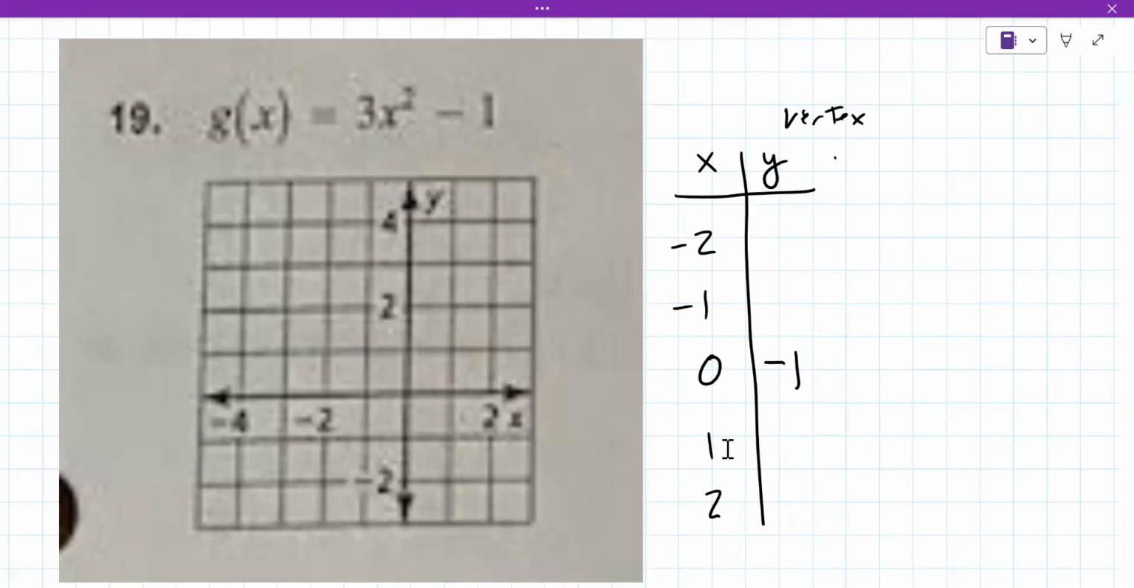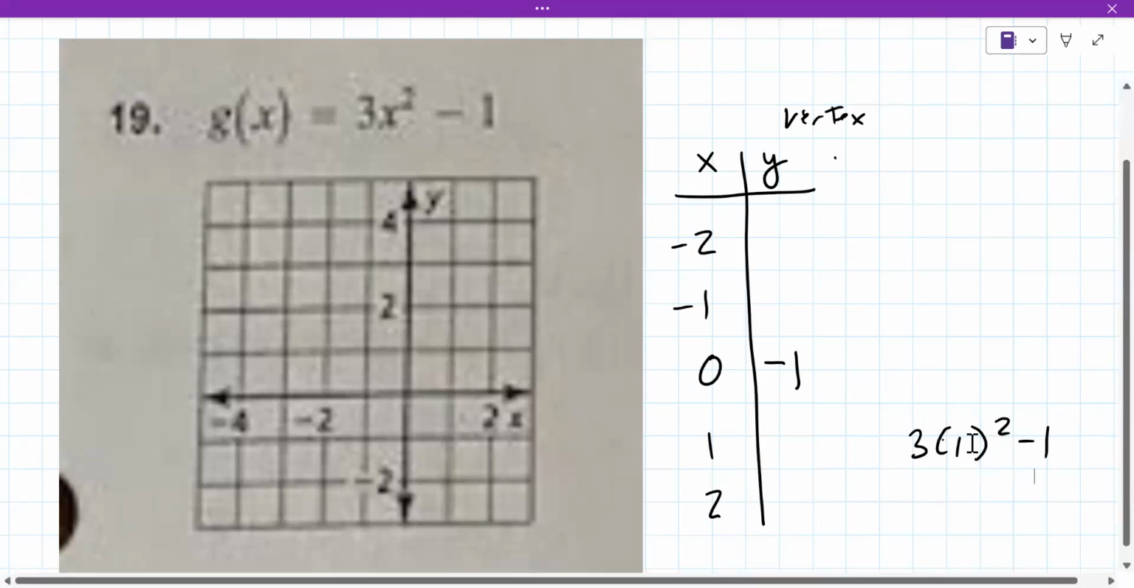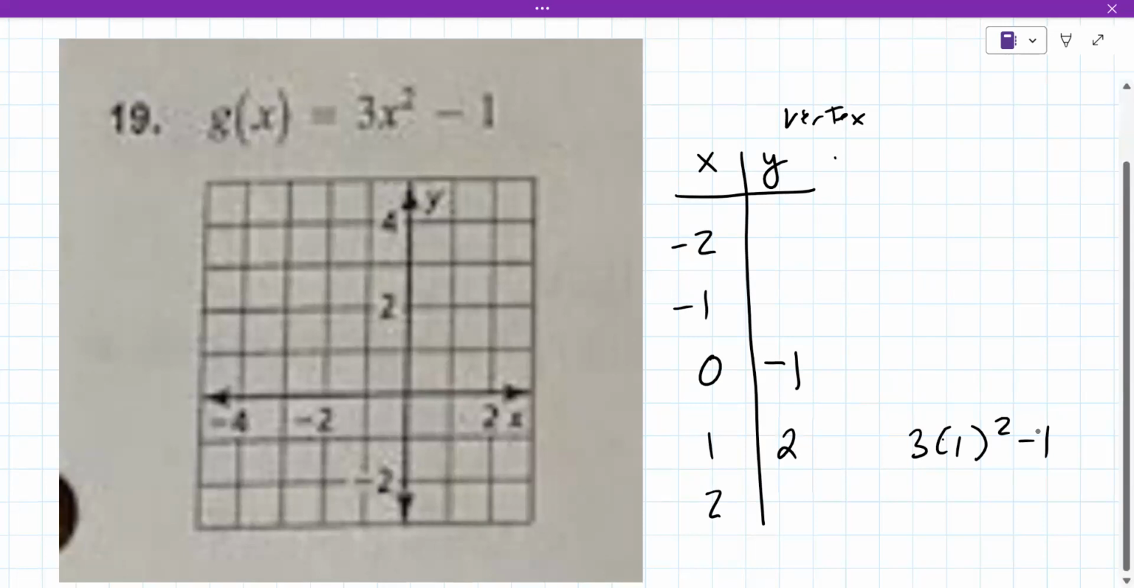3 times 1 squared minus 1. So you're squaring 1. What is 1 squared? 1, and then times 3 is 3, minus 1 is 2. Okay. Now, watch this.